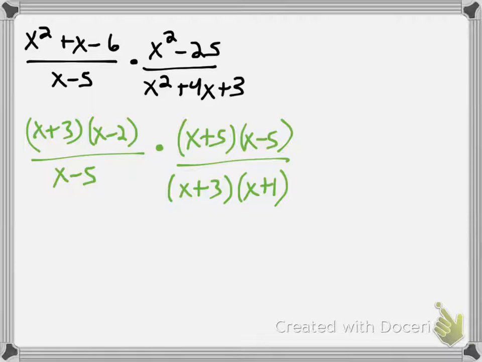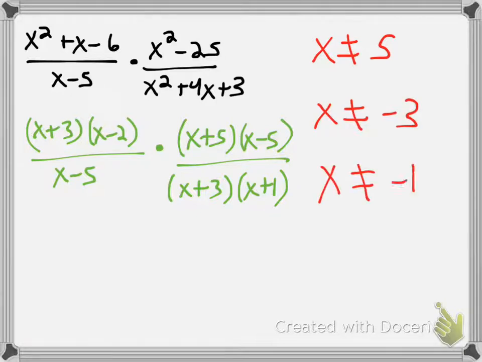So now we move on to stating our restrictions. X cannot equal 5, x cannot equal negative 3, and x cannot equal negative 1, because at any of those points it could give us 0, and when we multiply by 0 we get 0, so that will create a problem. So now we simplify where we can. X minus 5 over x minus 5, and we can do that because it's multiplication. If it were addition or subtraction, we wouldn't be able to simplify that way by crossing out.